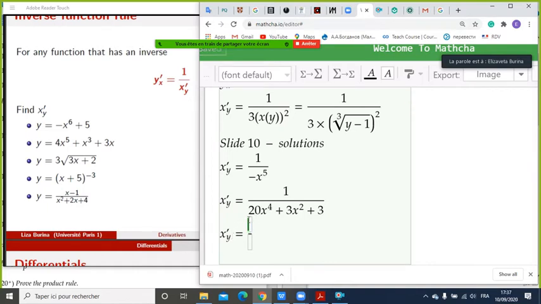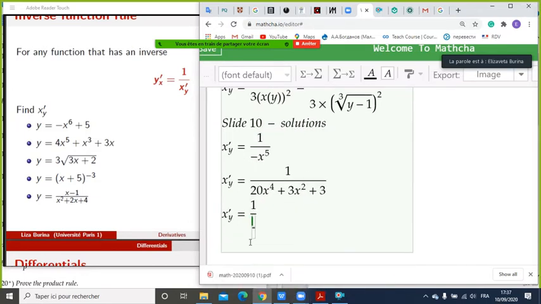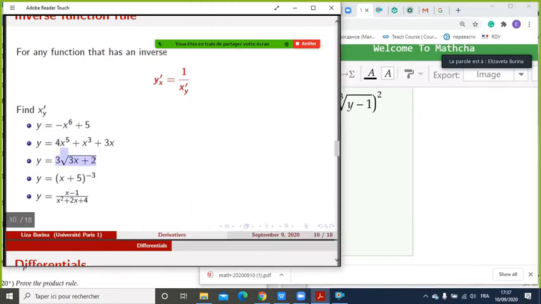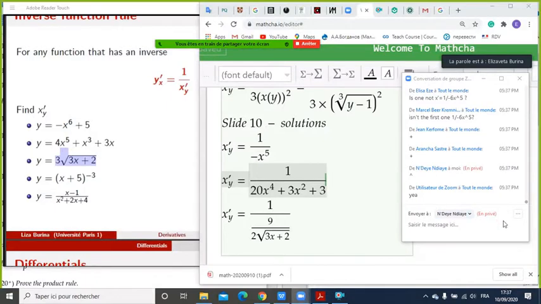Then here we have 1 over another fraction, and this another fraction will be 3 over 2 square root of 3x plus 2, and we have to multiply it by actually 3 again, so that will be 9, like this. Okay, am I correct that this is the derivative of this? Give me a plus.